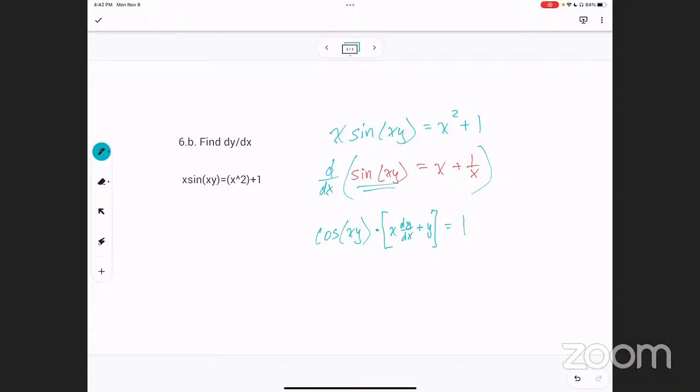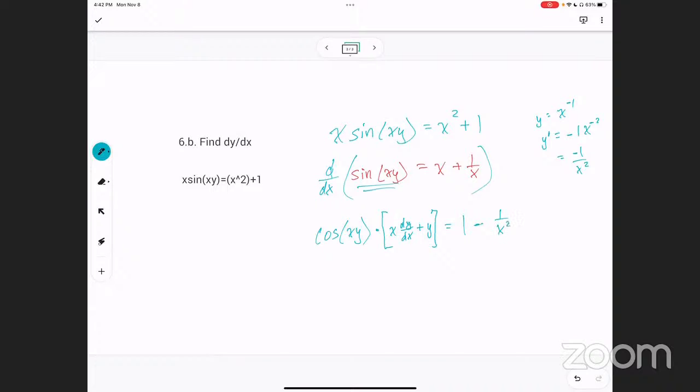And what's the derivative of x? 1. And what's the derivative of 1 over x? Remember, that's like x to the negative 1. So the derivative of this would be negative 1 times x to the negative 2, which is just negative 1 over x squared. Got it? So there's my work. So I'm going to write it here. Minus 1 over x squared.